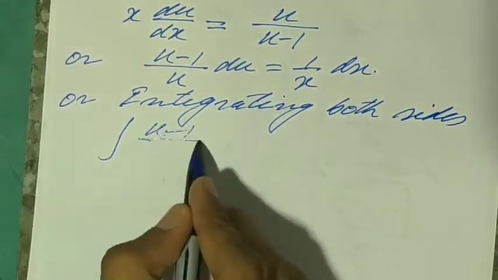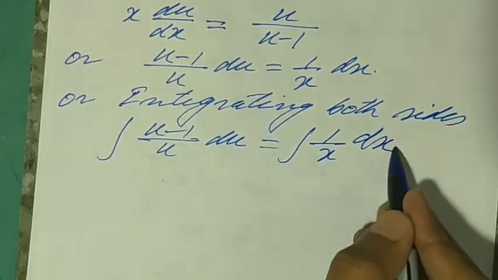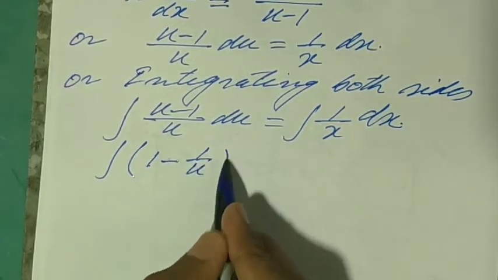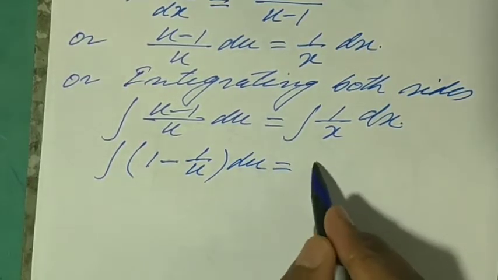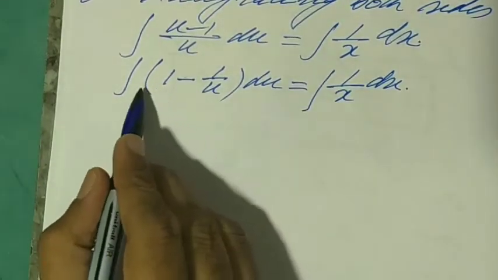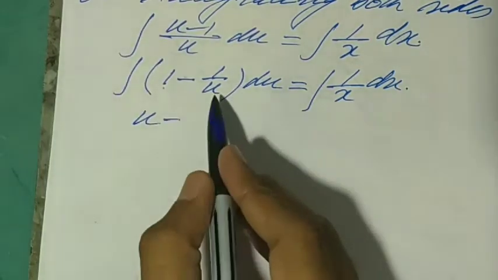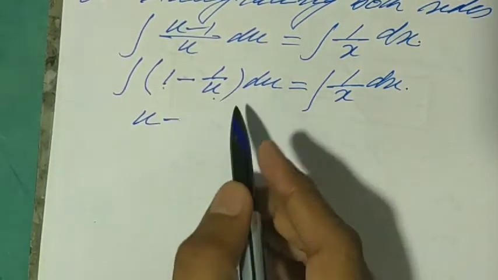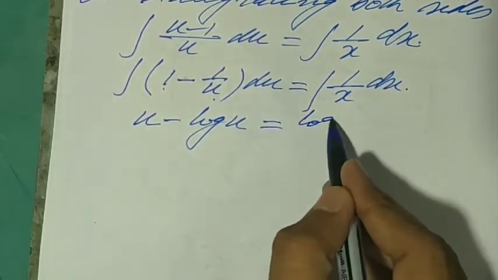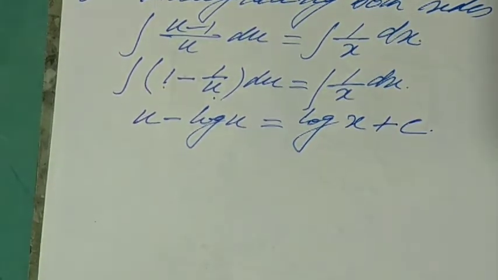Integral of (u minus 1) upon u du is equal to integral of 1 over x dx. Now if we split them up we get integral of (1 minus 1 over u) du is equal to integral of 1 upon x dx. Integrating 1 with respect to u we get u, and minus integral of 1 upon u is log u, is equal to integral of 1 upon x, log x plus c.